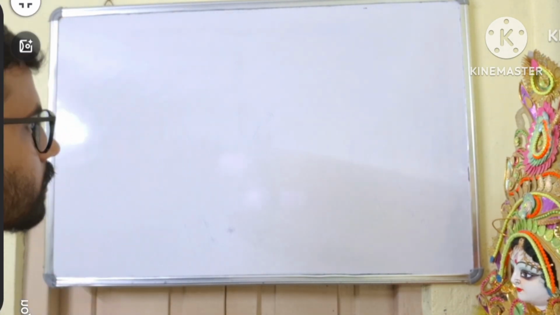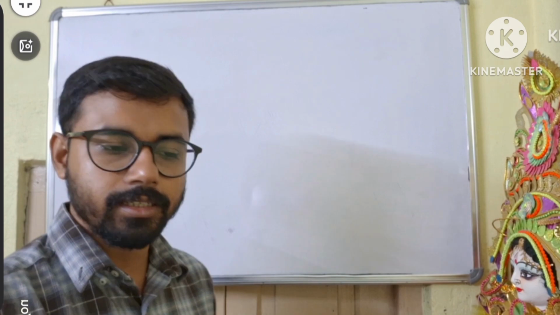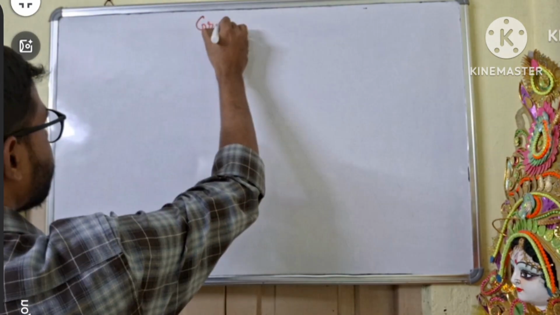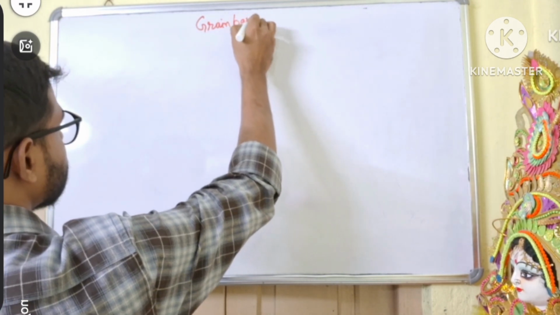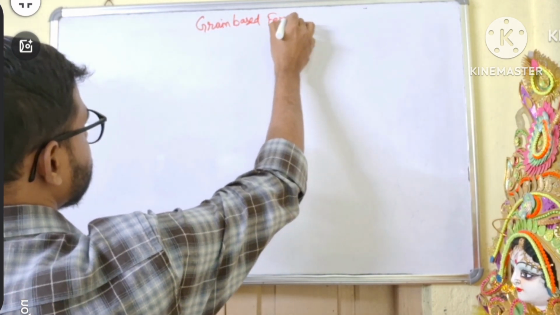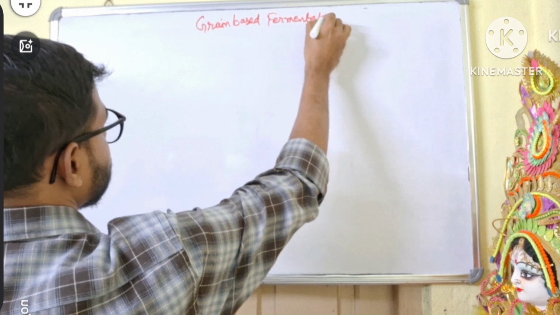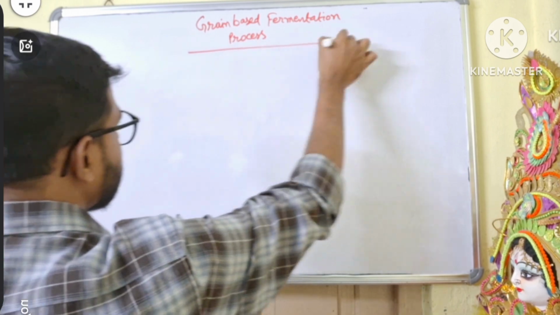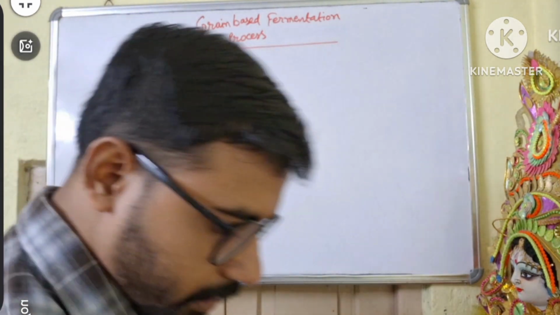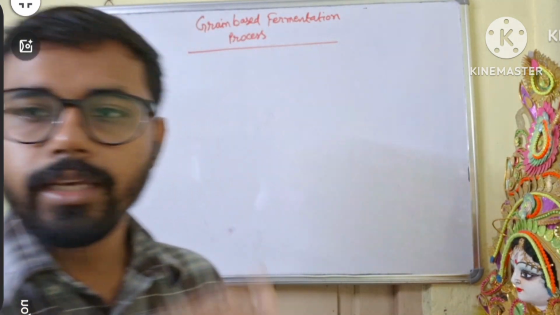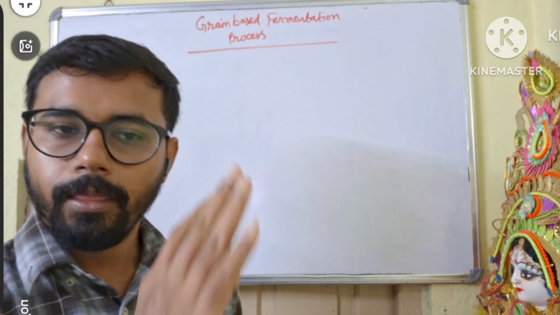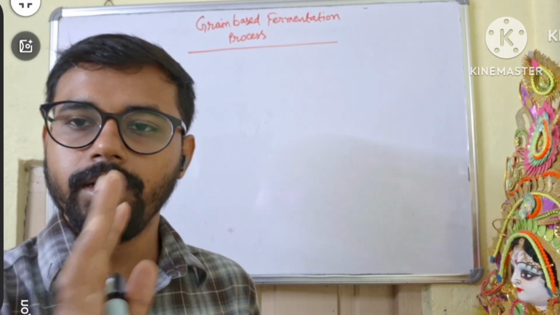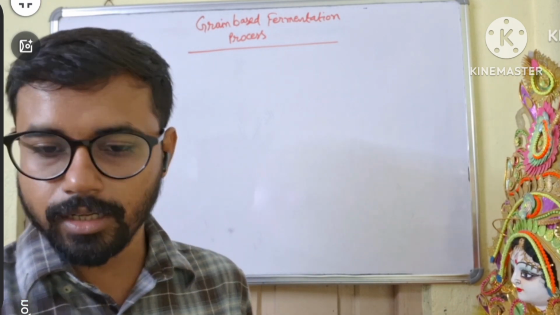So we are in class number 2 of unit 3, that is the grain-based fermentation process. In the previous class we discussed how grain fermentation occurs. In case of milk, the fermentation needs a special starter culture. Yes or no? Every milk fermented product needs a special starter culture.